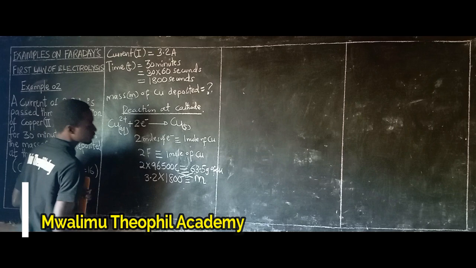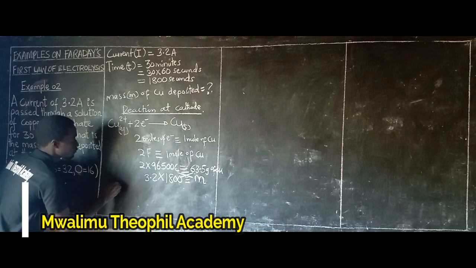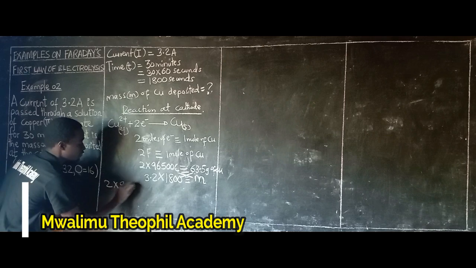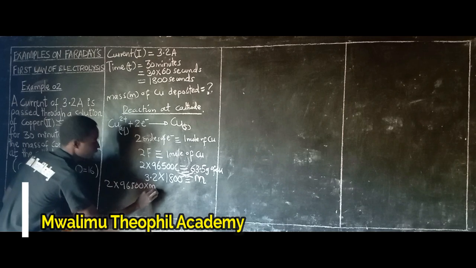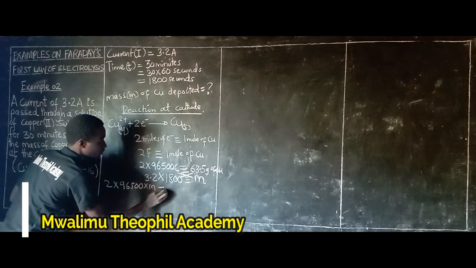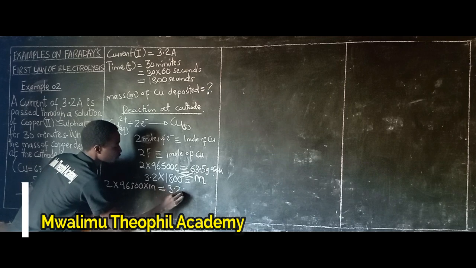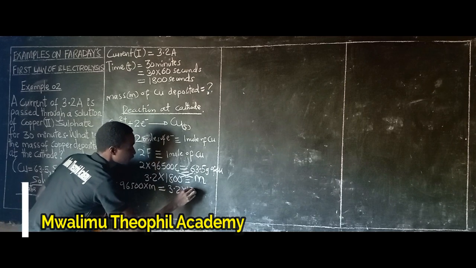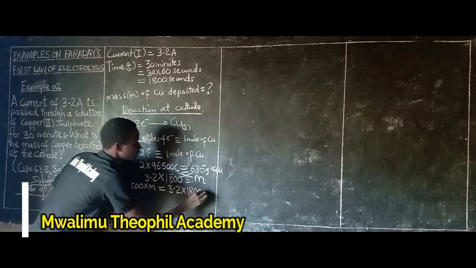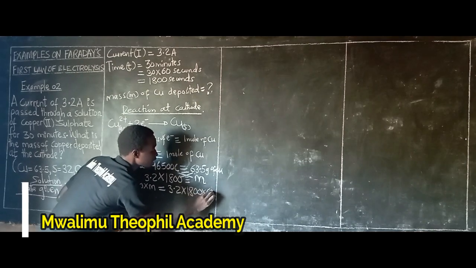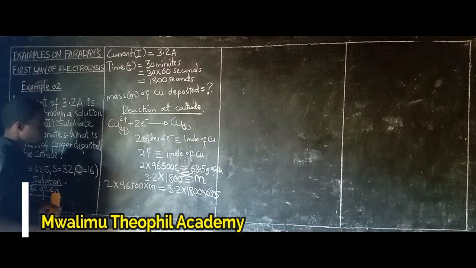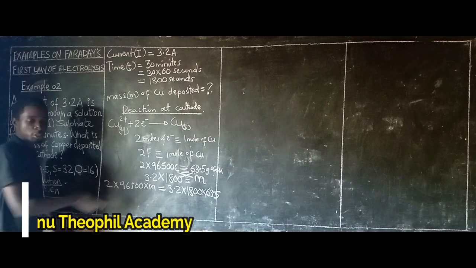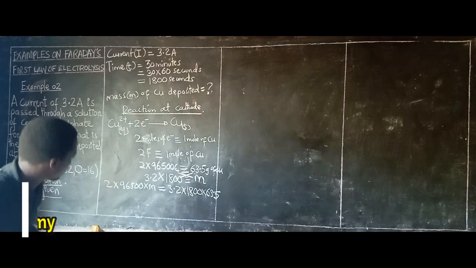After cross multiplication, here we are going to have 2 times 96,500 coulombs times m. This will be equal to 3.2 times 1,800 times 63.5. Now let us use a calculator to multiply these various values.